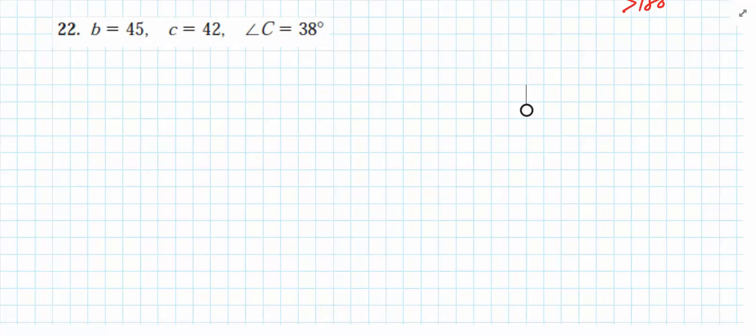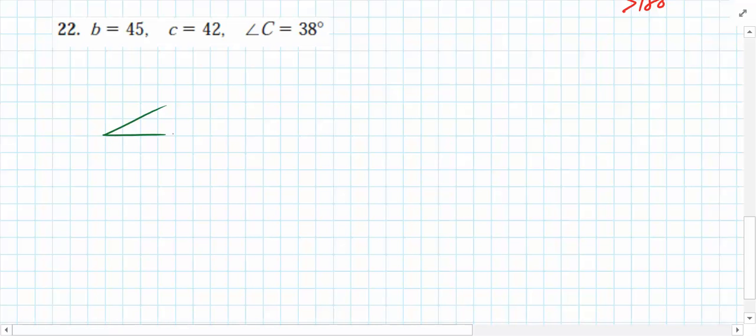So I might start with a sketch here if I can draw one. Angle C is 38 degrees. Let's try to make this a little bit more shallow. 38 degrees might look something like this. So this is angle C. Side length C is 42 units in length. So this will be 42 units.